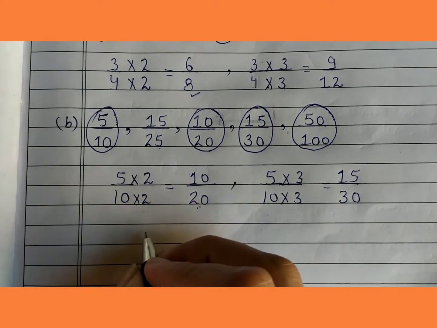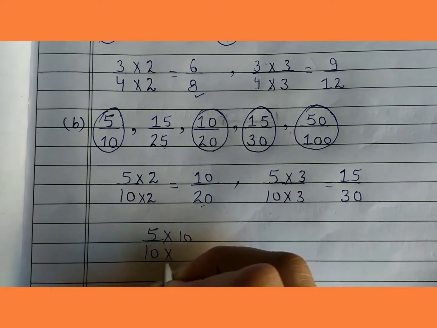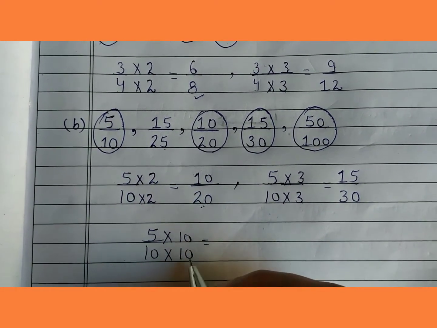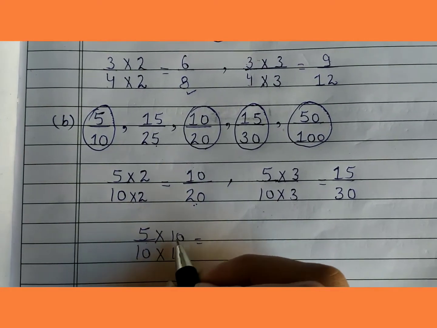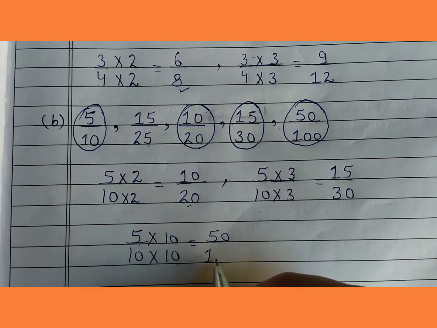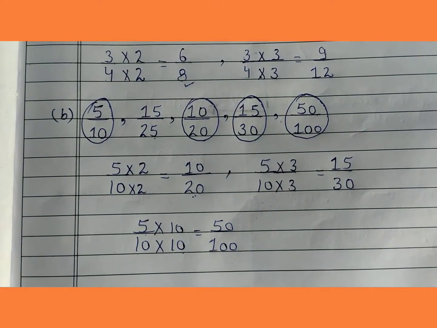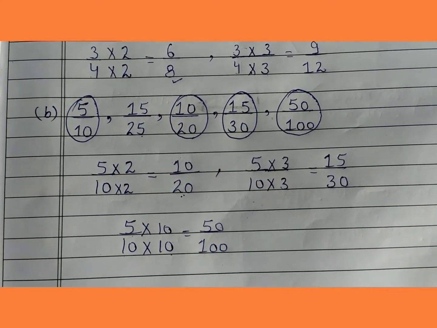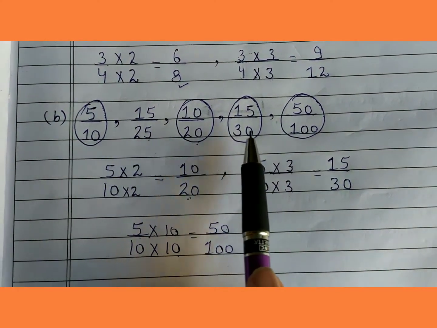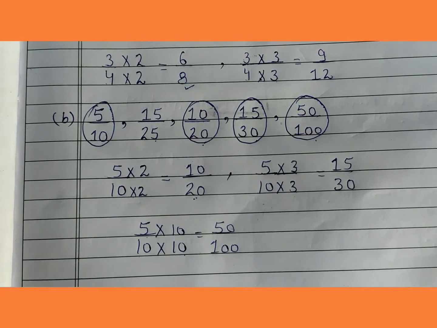Okay children? 5 upon 10 multiply by 10 in the numerator and denominator. 5 multiply 10 equal to 50. 10 multiply 10 equal to 100. 50 upon 100 is also equivalent fraction of 5 upon 10. That is why 5 upon 10, 10 upon 20, 15 upon 30, 50 upon 100 all are equivalent fraction.